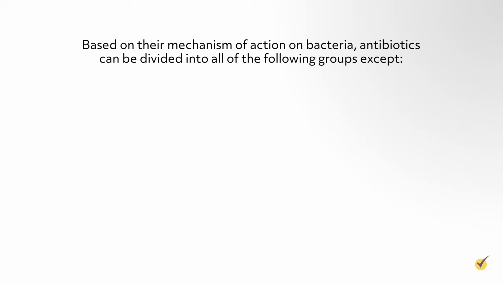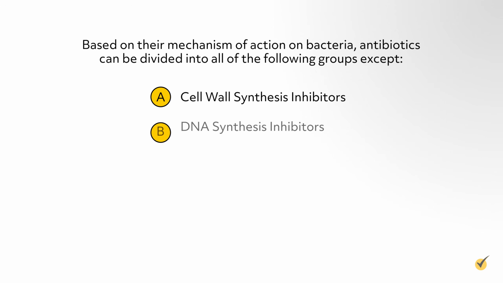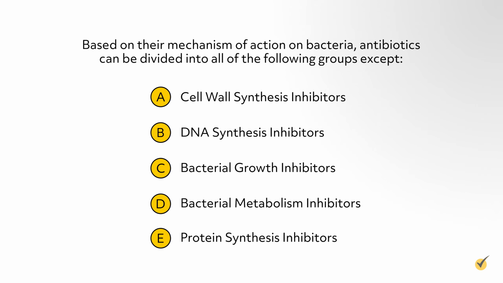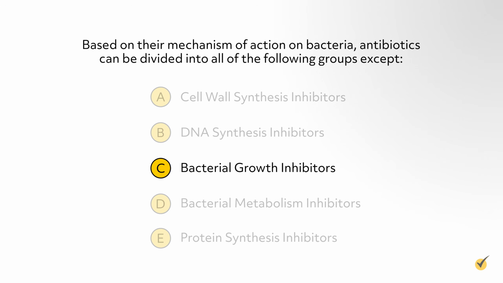Based on their mechanism of action on bacteria, antibiotics can be divided into all of the following groups except A. Cell wall synthesis inhibitors, B. DNA synthesis inhibitors, C. Bacterial growth inhibitors, D. Bacterial metabolism inhibitors, or E. Protein synthesis inhibitors. If you chose the answer C, bacterial growth inhibitors, you're correct.